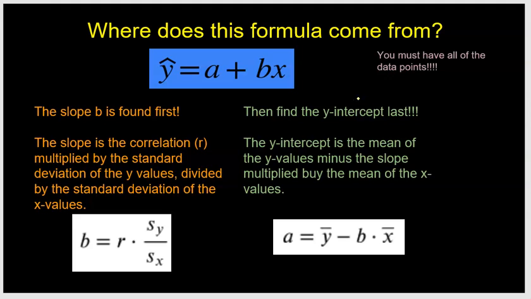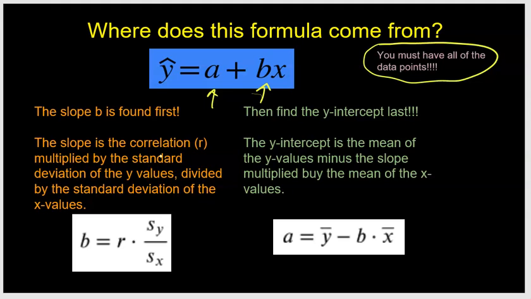First and foremost, to find the A, to find the B, you do have to have all of your data points. So that is not a problem, but you just need to know all of your data. Like, you can't find it just by guessing, right? You actually have to know all of your data. All right, now you do have to do it in order. You have to find the slope B first, which I know is kind of frustrating because that's not alphabetical order, but it's just important to know you have to find the slope first.